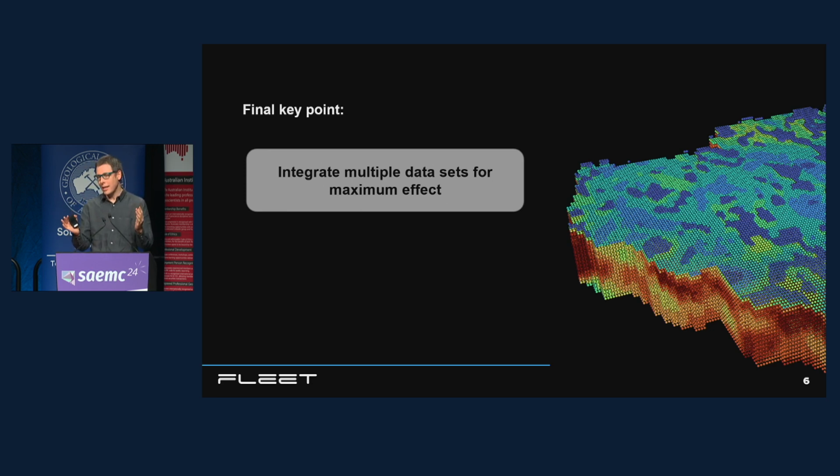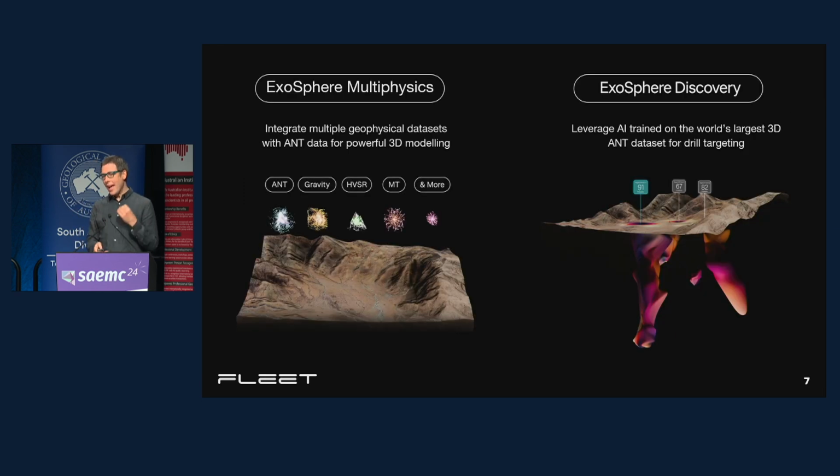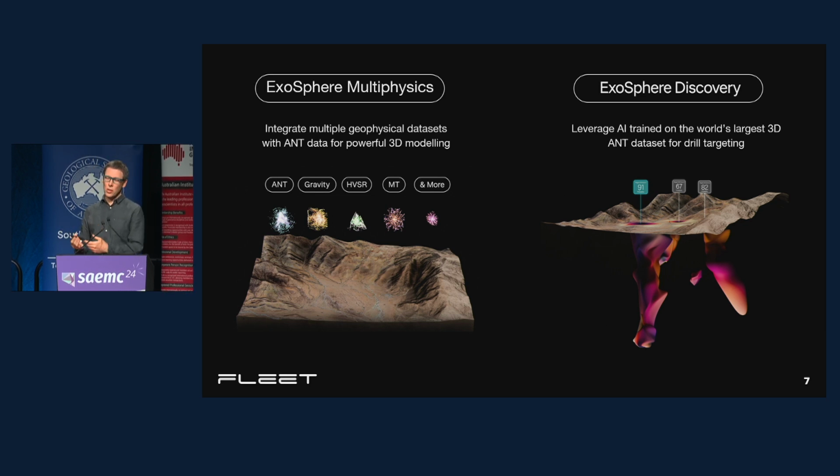All you people understand that, but it's a really important point for Fleet to emphasise that we understand that as well. And that's why Fleet is working on multi-physics now. So at the moment, ANT is the stable deliverable. Gravity is happening now as well. You'll see over the next year or so, a lot more geophysical data sets will come out from Fleet that people can tap into. And that's all being shoehorned into an AI system, which a lot of work is going into at the back end at the moment, which they're calling Exosphere Discovery. And this will be all about reducing geological uncertainty and providing drill targets through integrating multiple geophysical and, in fact, geological data sets.